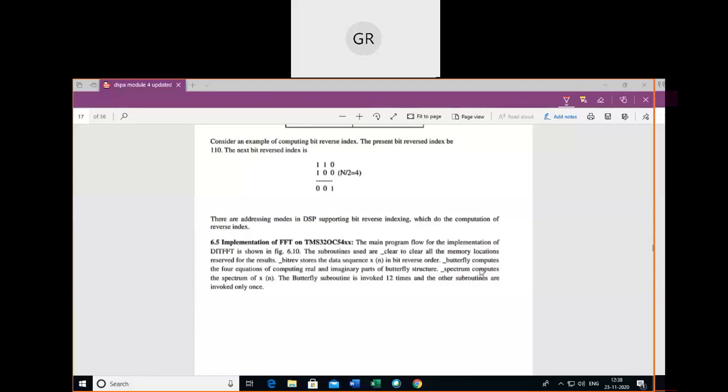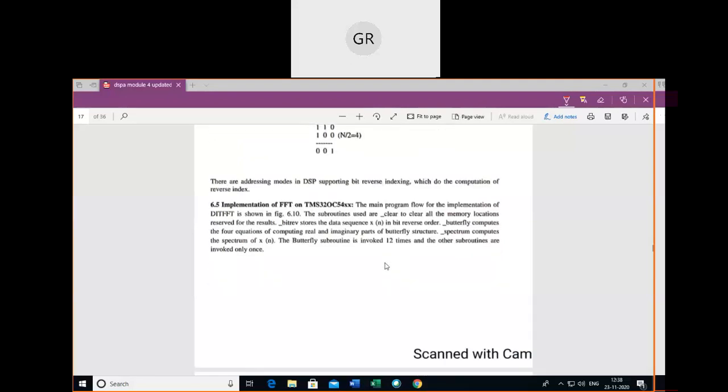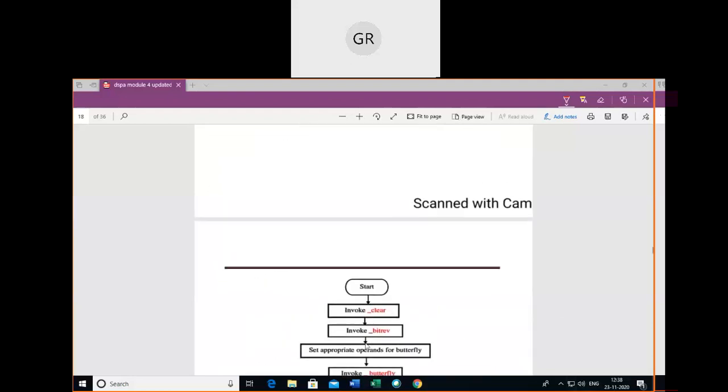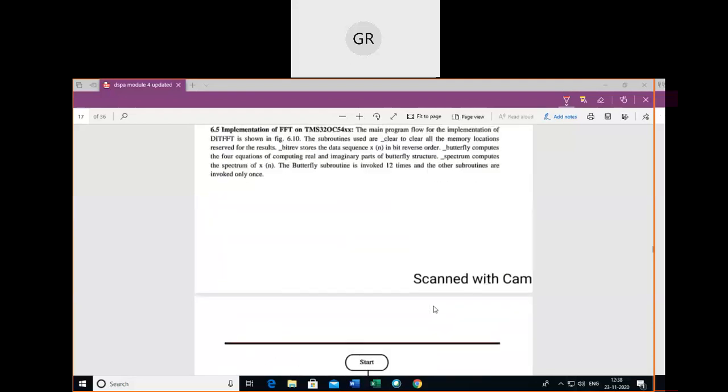I'll tell you how you can remember this program and all. Okay, and also I'll tell the logic also. The main program flow for the implementation of DIT FFT is shown in this figure here, in this flowchart.